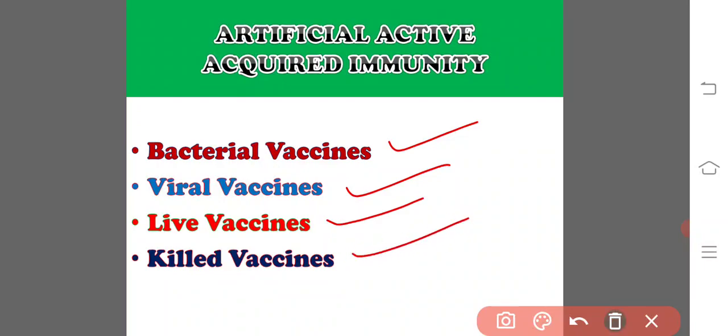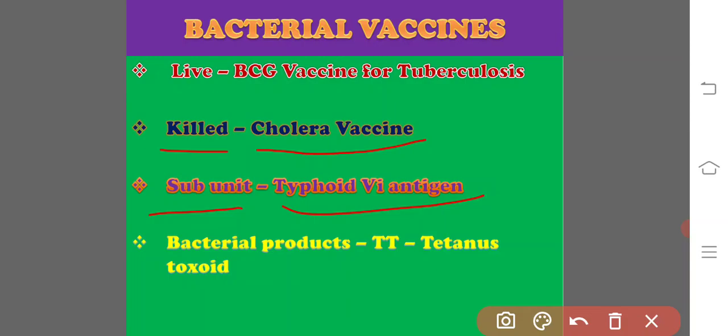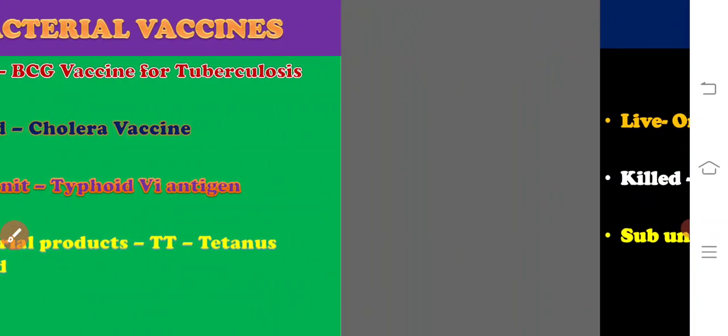For the bacterial vaccines, the best example of a live vaccine is the BCG vaccine for tuberculosis. BCG means Bacillus Calmette-Guerin. The BCG vaccine is a live vaccine. For the killed vaccine, the best example is the cholera vaccine. The subunit vaccine is the typhoid antigen vaccine. And sometimes bacterial products can be used as vaccines, like TT, tetanus toxoid. These are all bacterial vaccines.